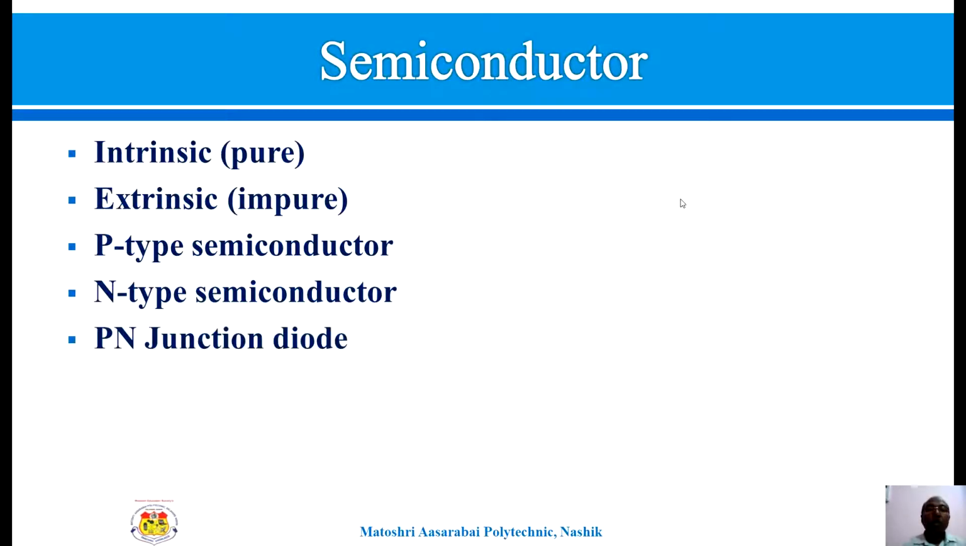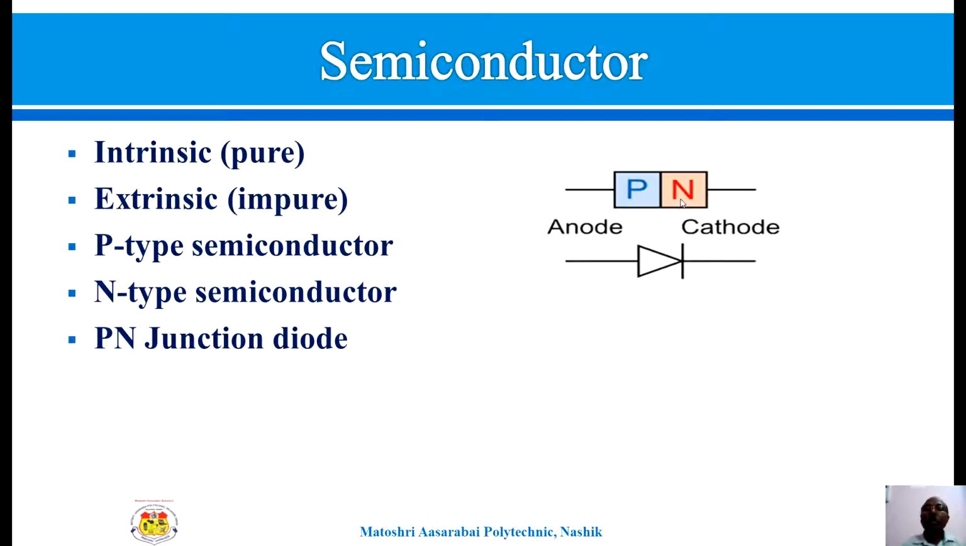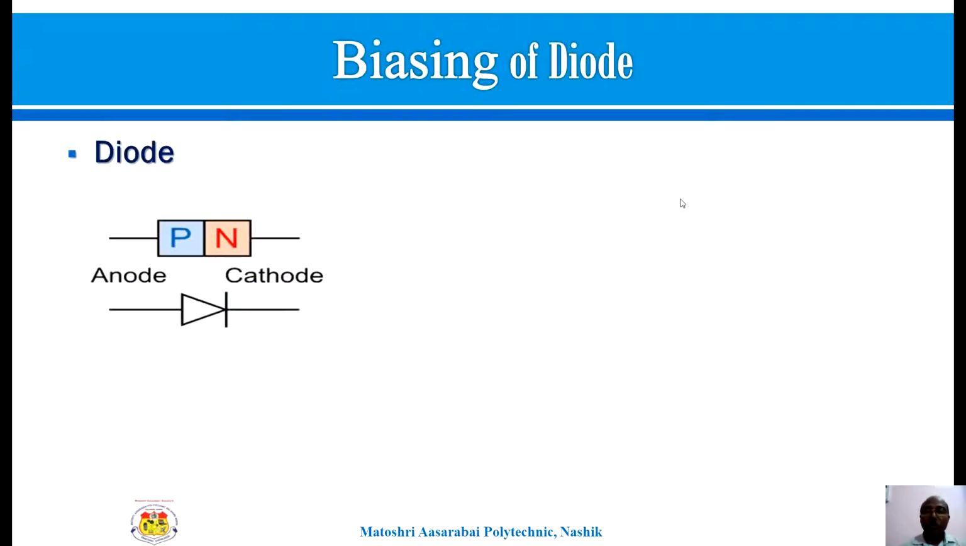When you form the p-n junction of the p-type and n-type semiconductors, it becomes a p-n junction diode. The p-n junction diode you can see in this figure: two layers are there, P and N, and a single junction is there. Terminals of this are anode and cathode. The symbol shows the arrow and the bar. This arrow indicates the current flowing through this diode. It is a unidirectional device.